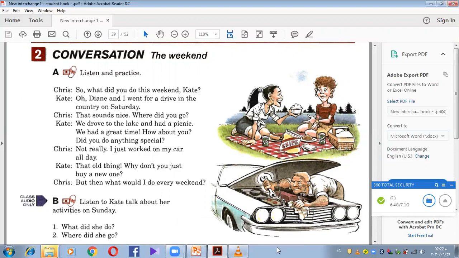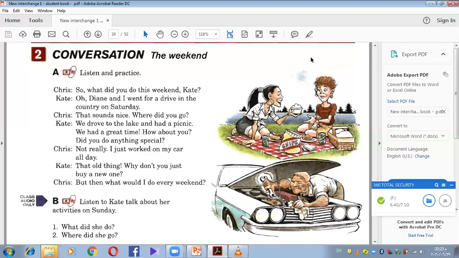Page 40, Exercise 2, Part B. Listen to Kate talk about her activities on Sunday. 1. What did she do? 2. Where did she go? Did you do anything on Sunday, Chris? No, I just stayed home all day. What about you, Kate? What did you do? I met some friends. Oh, where did you go? We went to a great outdoor concert. Then we had dinner out and went dancing. It sounds like you had a busy weekend. Yeah, I guess I did.